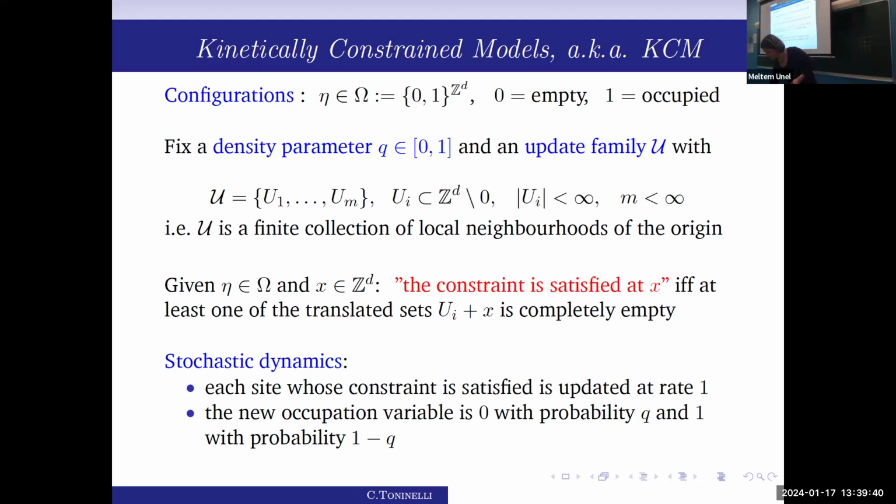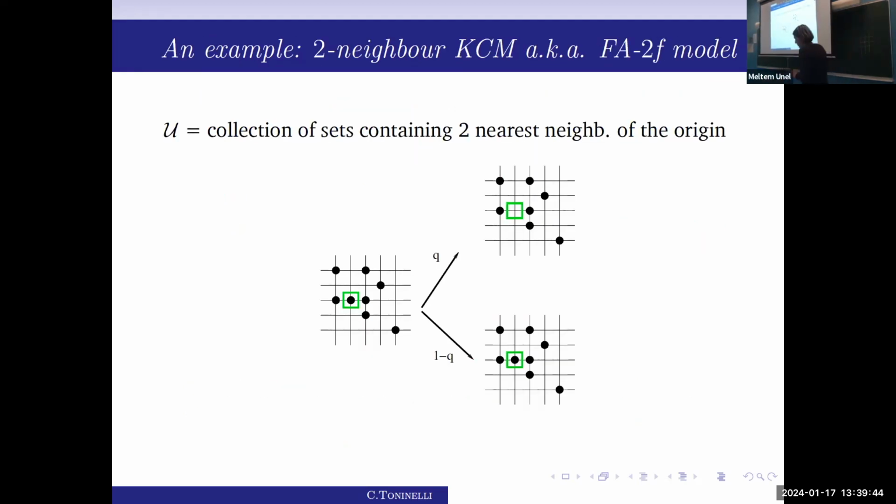So, examples immediately. The first example, one of the models that has been more studied, is what is called the two-neighbor KCM, or also called, from the names of the inventors, the Fredrickson-Andersen two-spin facilitated model. Fredrickson and Andersen, one is a chemist and the other one is a physicist. They introduced this model, and in this case, the choice of U, this collection of finite subsets that do not contain the origin, is the following. If this is the origin, U is composed by all sets which contain exactly 2 nearest neighbors of the origin. The nearest neighbors of the origin on Z^2 are these 4 sites, and then U are all the possible sets.